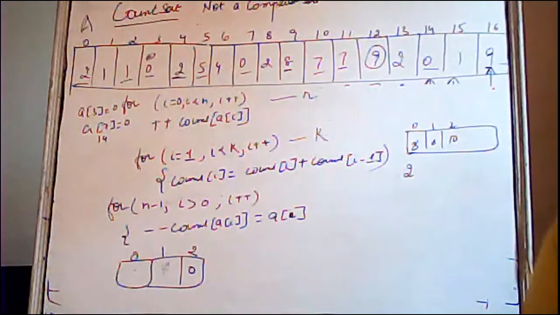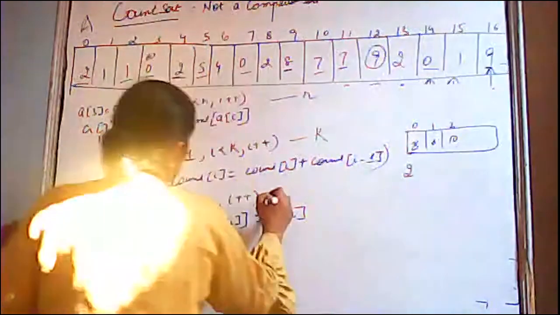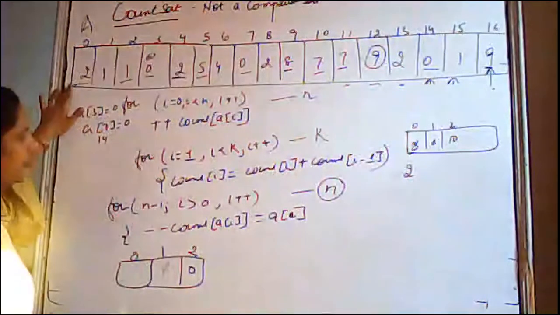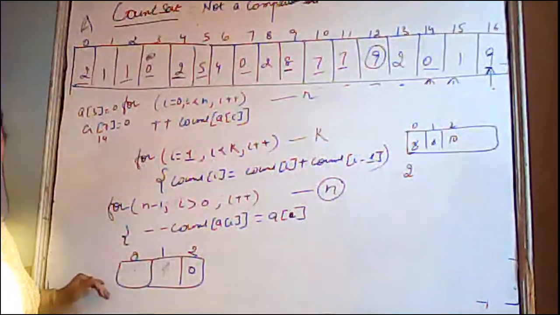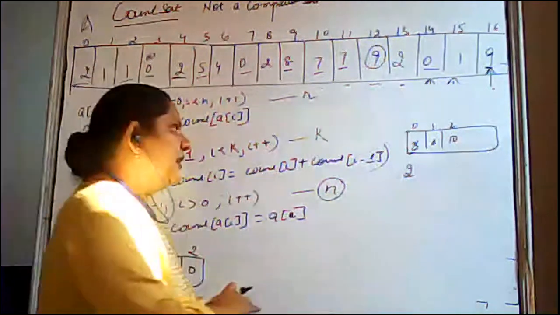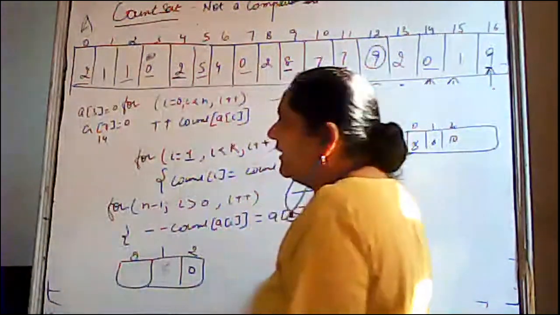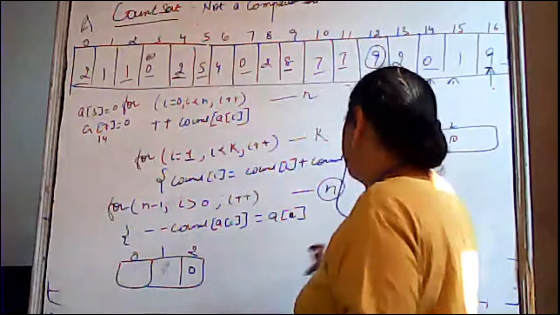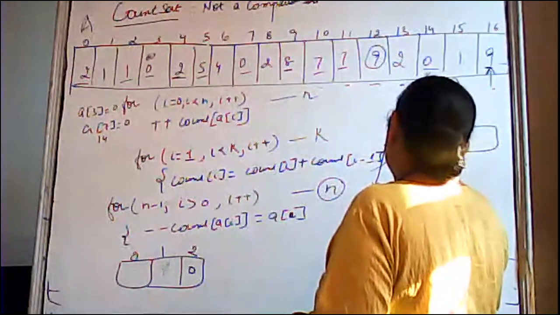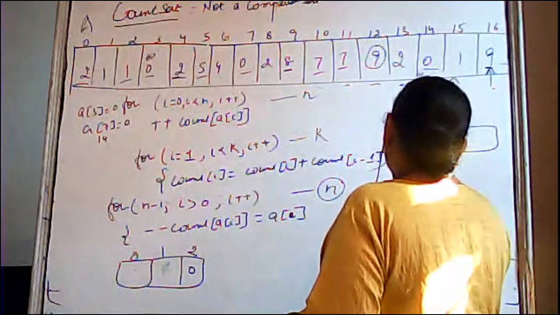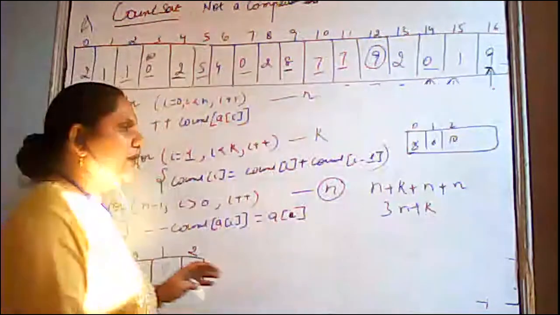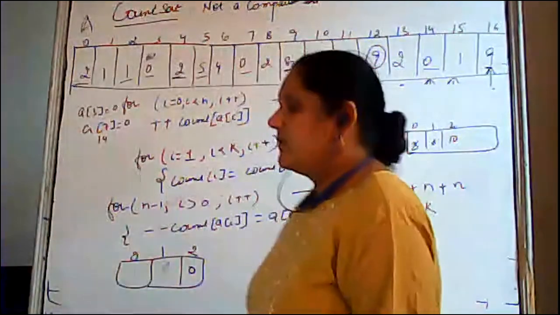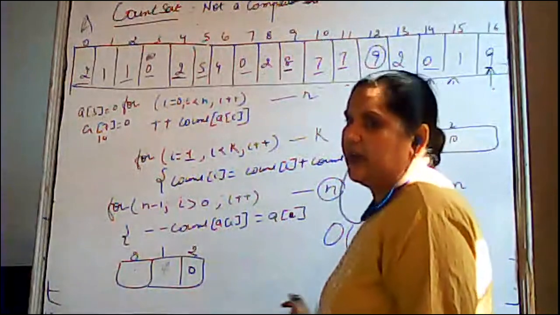So this will be roughly equal to n. This loop will also be n because we have to traverse the elements from n to 1 in order to fill the last array. And when we are transferring the data from the temporary array to the original array, that loop will also work for n times. So this becomes n plus k plus n plus n, which is roughly equal to 3n plus k, and the highest power of n is 1. So it is order of n. That means we can sort it in linear time.